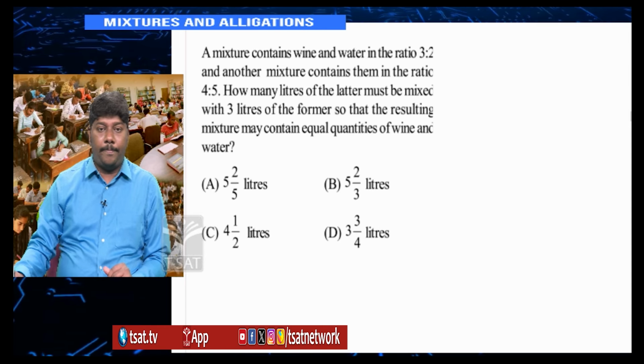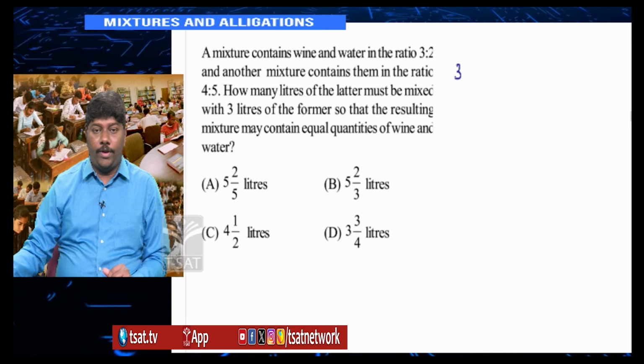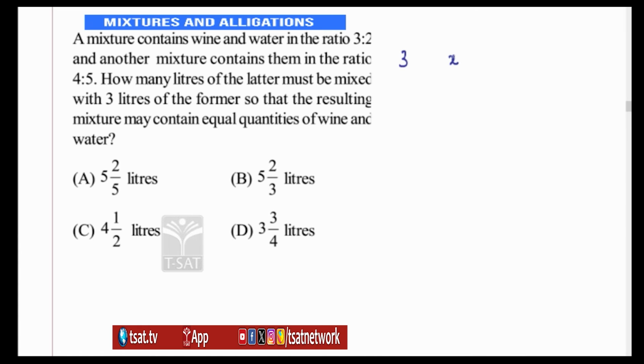Let me write it. First 3 liters N1, X liters N2, we don't know. But what is wine and water? Wine and water is 3:2 in this one. In the second one, 4:5. In the mixture, it is 1:1. Wine and water. You can't take both at a time, so you take either wine or else you take water. So here I am taking wine.